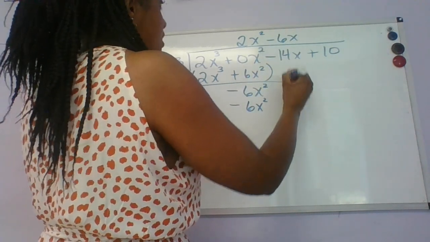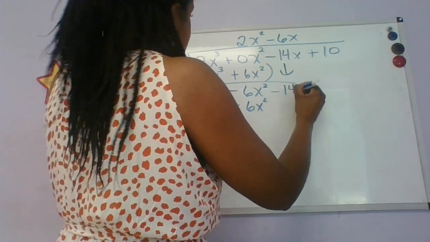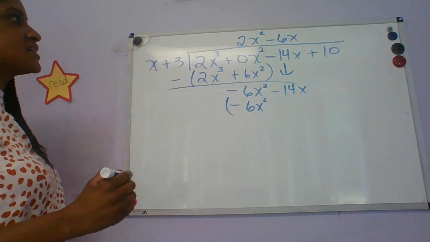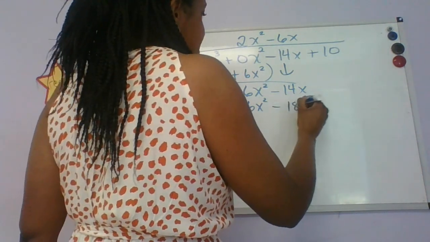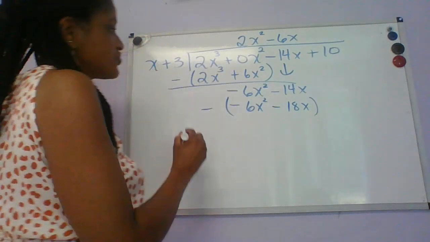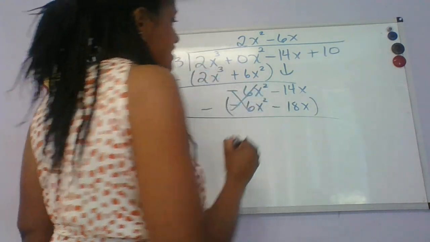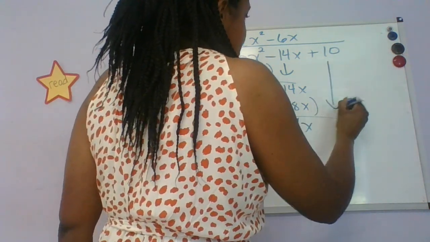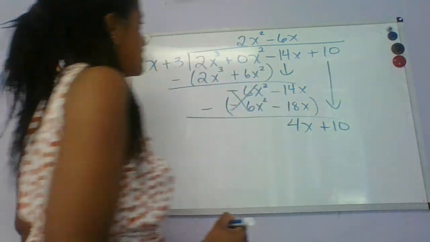3 times, oh, I'm sorry, I forgot. Just like regular division, you got to bring this down. All right, 3 times negative 6 is minus 18x. And we subtract, these cancel, and that's 4x. And now we're going to bring down our next term, plus 10.